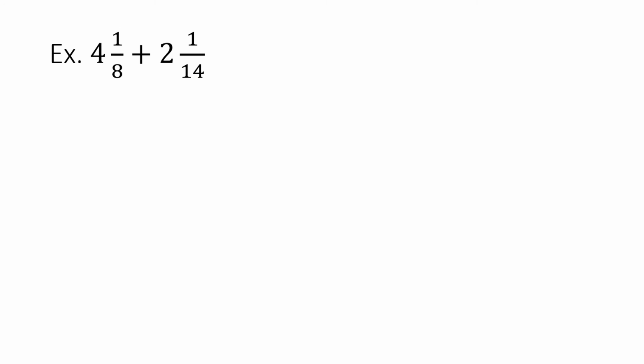Now let's move on to another one. Here we have 4 and 1/8 plus 2 over 14. So first of all, we need to change all the mixed numbers to improper. Multiply and add. So let's start with 4 and 1/8. We multiply 8 times 4.